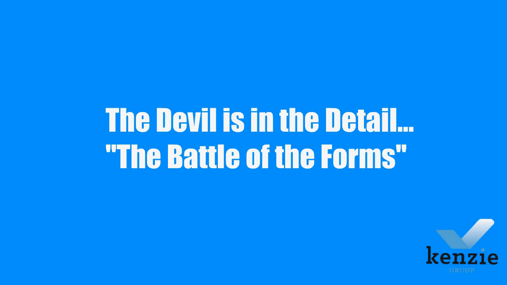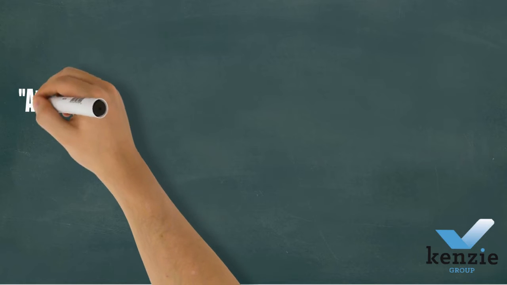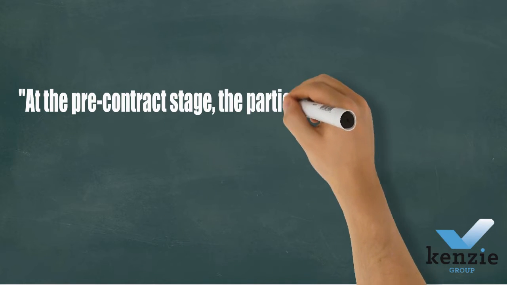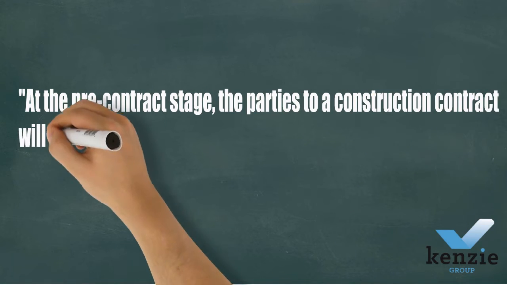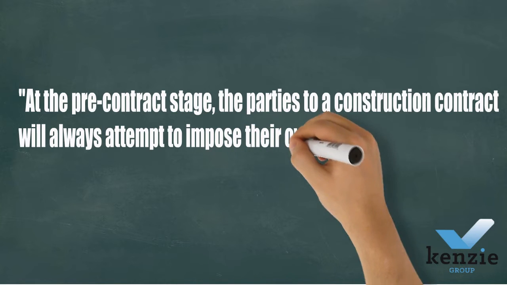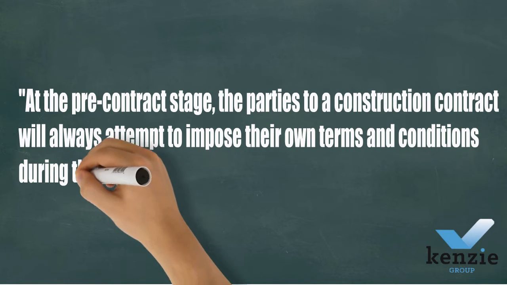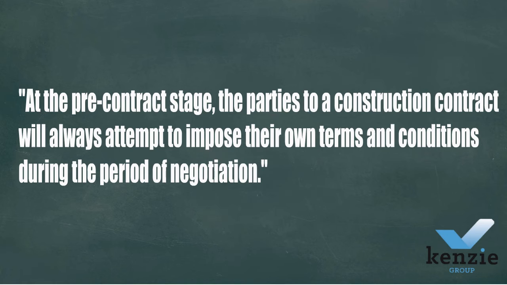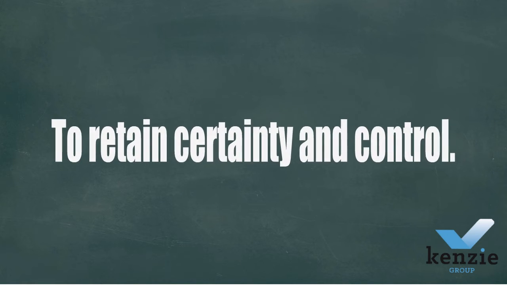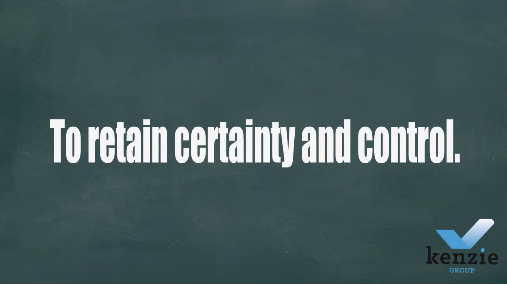The devil is in the detail, the battle of the forms. At pre-contract stage, the parties to a construction contract will always attempt to impose their own standard terms and conditions during the period of negotiation. This is to ensure that a degree of certainty and control is retained, and often these negotiations can be prolonged.